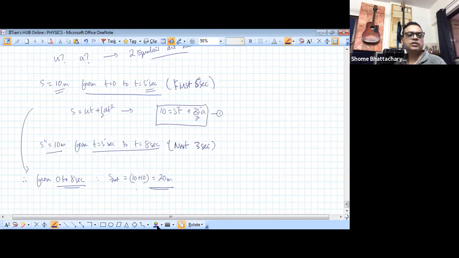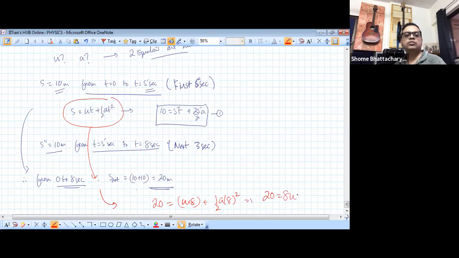So again, we will use which equation? We will use this displacement equation here, but with this data. Okay, so this will give us that 20 is equal to u into 8 plus half a into 8 square. So we get 20 is equal to 8u plus 32a. So that becomes my second equation. And this was my first equation. So now these two equations can be solved and we can find out the value of u and a, and from that we can find out the displacement. Okay. So this is clear now. So solve this for u and a.